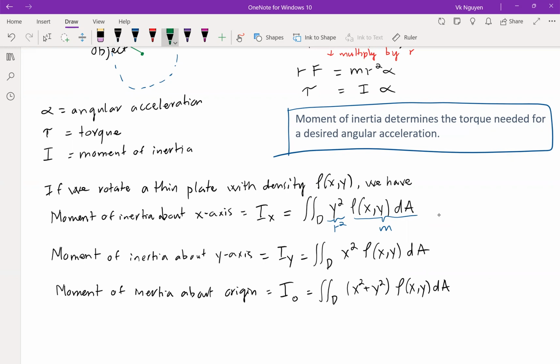Well, for the moment of inertia about the x-axis and the y-axis, you can see them as the swinging motion. And then the moment of inertia about the origin, well, you don't swing it. This one, you're gonna do rolling. So it's rolling motion.